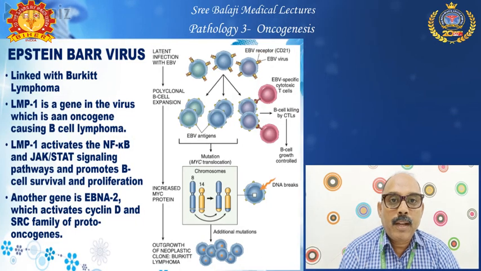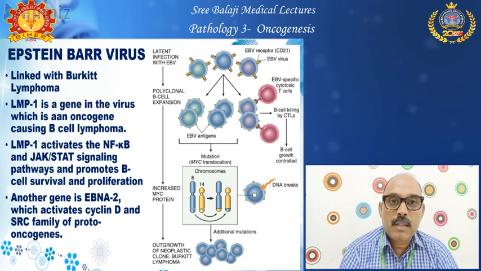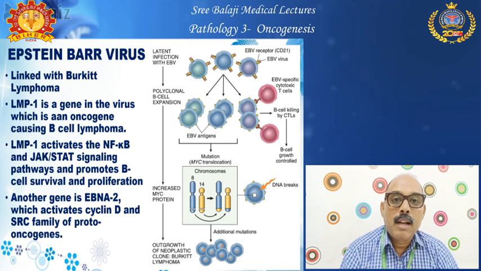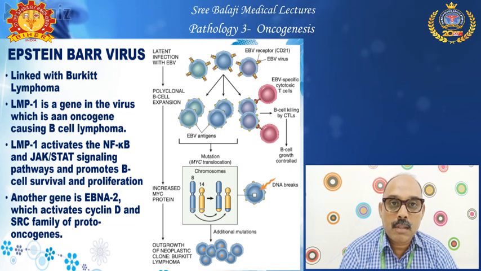Let me just recapitulate what we studied today. We discussed the cell cycle, molecular pathways of cancer, hallmarks of cancer, what proto-oncogenes are, what oncogenes are, what tumor suppressor genes are, how the tumor evades apoptosis, and how it evades immune surveillance, and different carcinogens like radiation carcinogens, chemical carcinogens, and microbial carcinogens.